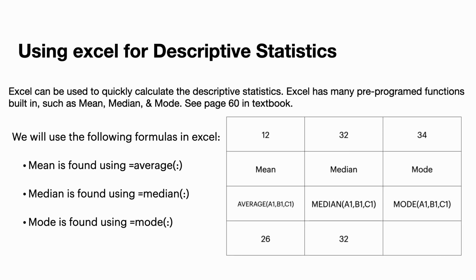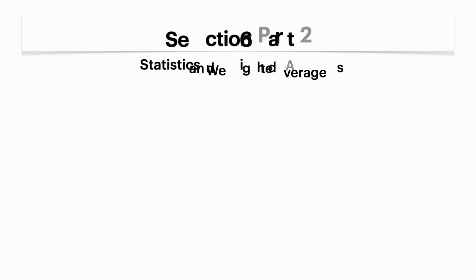So here we have 12, 13, 34 as the mean, median, and mode. You can see what I used to find that, and then the mode is not there.